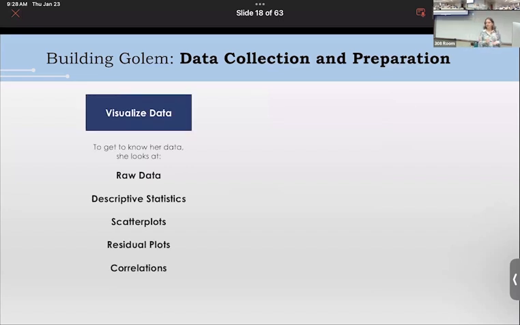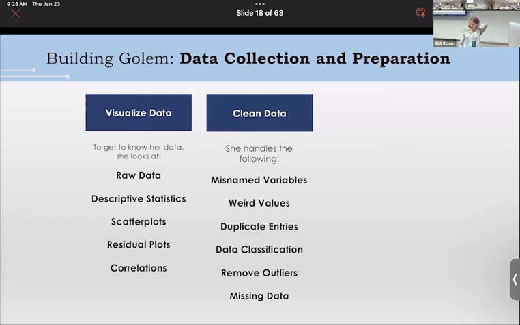So to get to know her data, she's gonna look at her raw data. She's gonna look at her descriptive stats, her scatter plot, her residual plots, and correlations, which is another form of descriptive stats. She's gonna clean her data. So she's gonna handle any variables that are named something funky or far too long. She's gonna look at any weird values, any duplicate entries, so same like participant ID, data classification, so changing anything from character to factor that needs to be changed, taking out outliers, dealing with missing data.